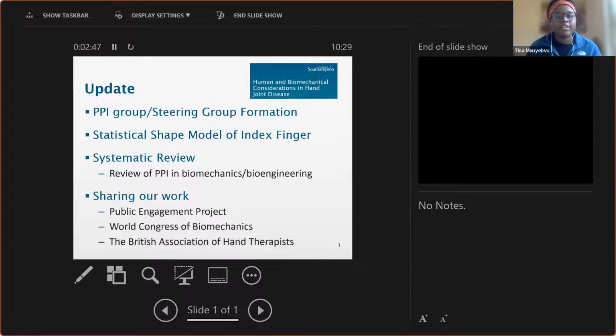As well as that, we've been sharing our work through various conference abstract submissions. We have the World Congress of Biomechanics next year, which if that goes well, we can head over there and talk about some of our PPI work with various people in the biomechanics world. And we also have the British Association of Hand Therapists, which has been confirmed. So next year, we'll be going over there to talk about the value of PPI in developing bioengineering technology.